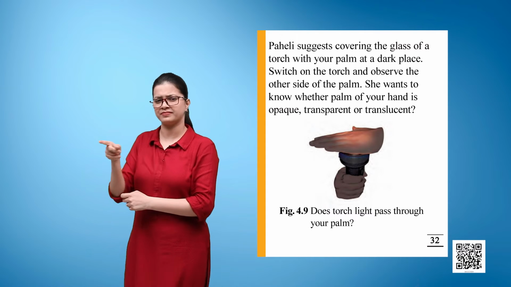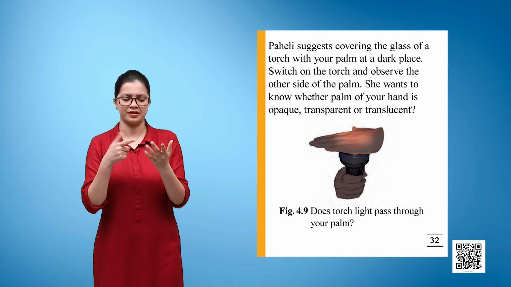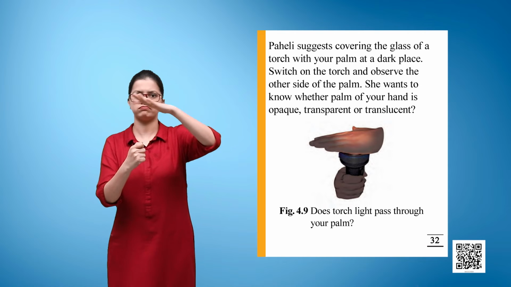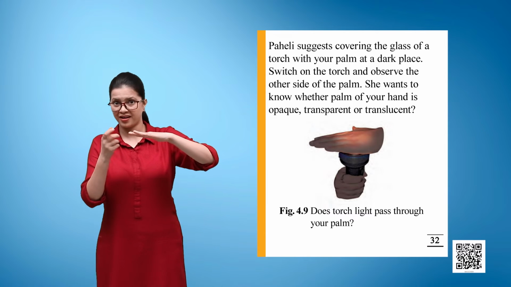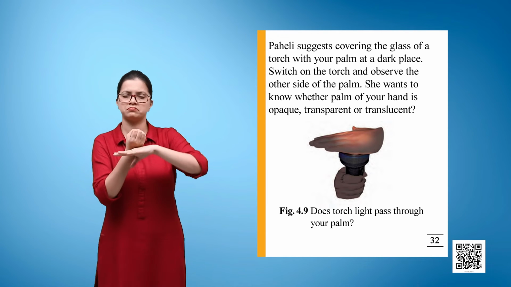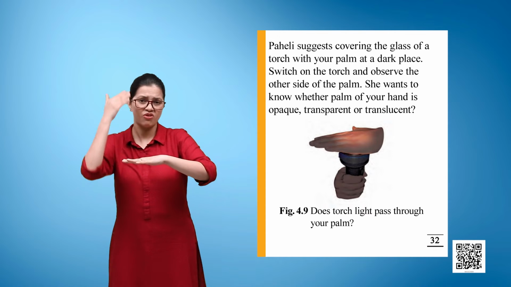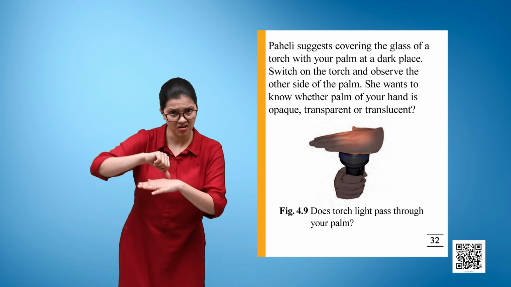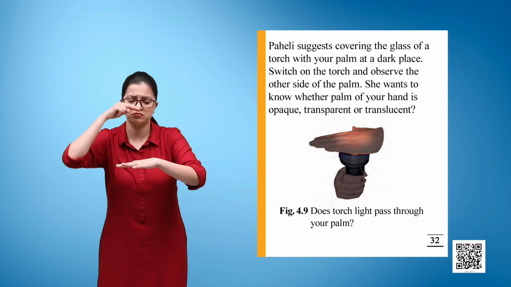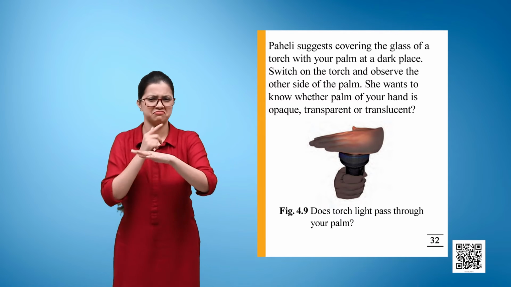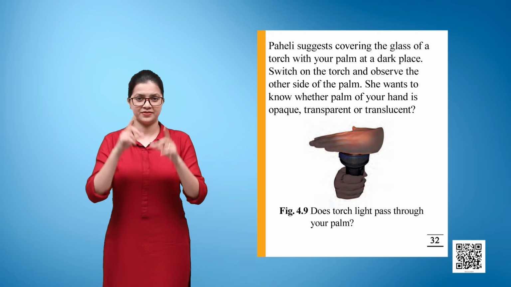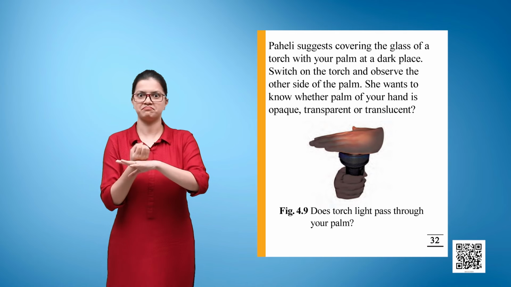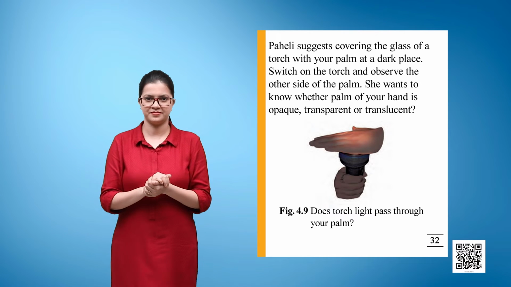Paheli suggests covering the glass of a torch with your palm at a dark place. Switch on the torch and observe the other side of the palm. She wants to know whether the palm of your hand is opaque, transparent or translucent. Figure 4.9 shows this. Does torchlight pass through your palm?